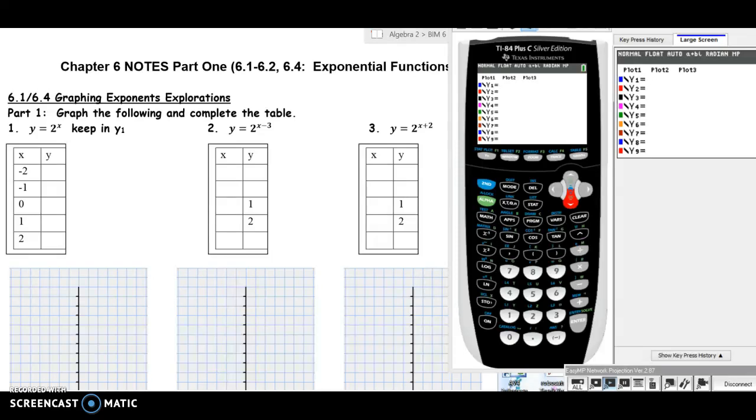Today we're going to look at exponential functions like y equals 2 to the x. This is exponential growth and exponential decay, and I'll try to point out which one is growth, which one's decay, but we will get to that eventually.